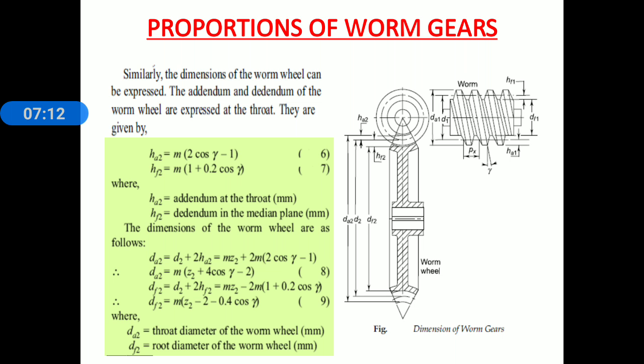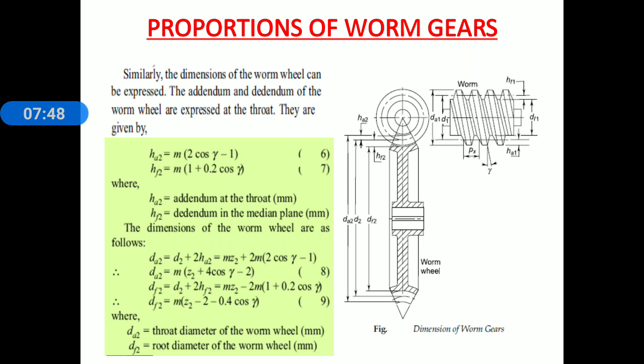The value of HA2 is present in equation number 6. Pitch circle diameter of worm wheel is known to you, m into z2, so DA2 is equal to m z2 plus 2m into bracket 2 cos gamma minus 1. From this relation we take module common, and finally we get the throat diameter of a worm wheel DA2 is equal to m into bracket z2 plus 4 cos gamma minus 2. Consider equation number 8.